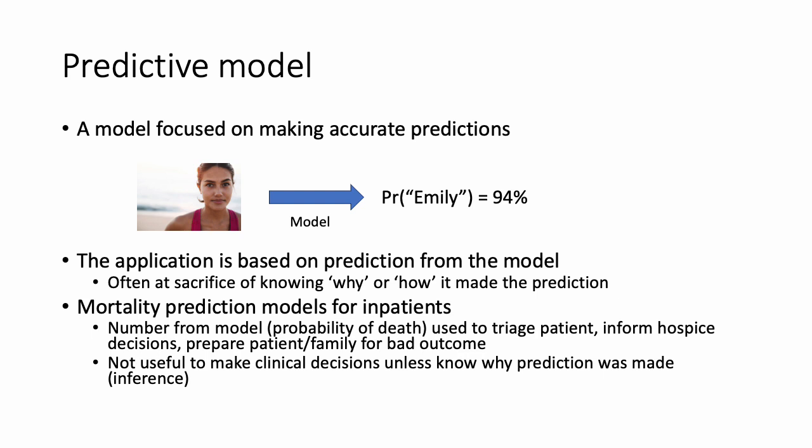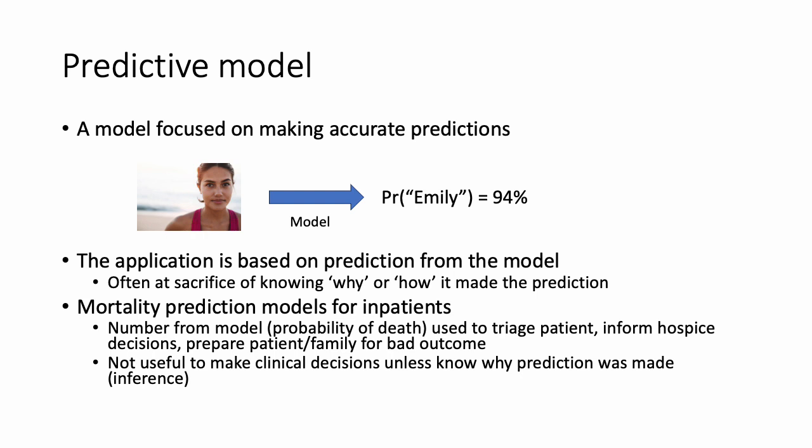A good example for healthcare applications are some of these models for mortality prediction. Again, I think about this for inpatients, but it's important to think about how this model would be used. The number from the model, which is a probability of death, could be useful if it's triaging patients, or if it's informing hospice decisions. If predicting that a person has a high probability of death within the next 6 months, then they would qualify for hospice and all the resources there, as well as just to prepare the patient and family that there may be a bad outcome coming. Again, really not that useful for clinical decisions unless we know exactly how that prediction was made.